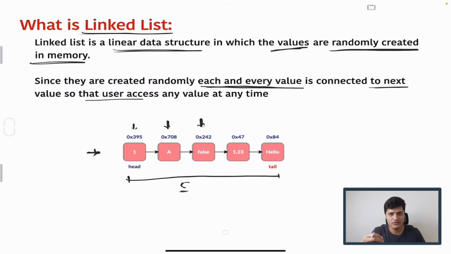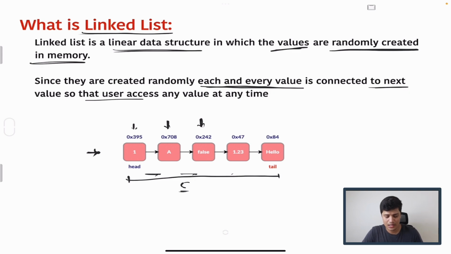To have access to that specific value, each and every value we have in the linked list will have a connection with the next value in that linked list. That connection is nothing but a link to the next value. That is the reason why we call this data structure a linked list.